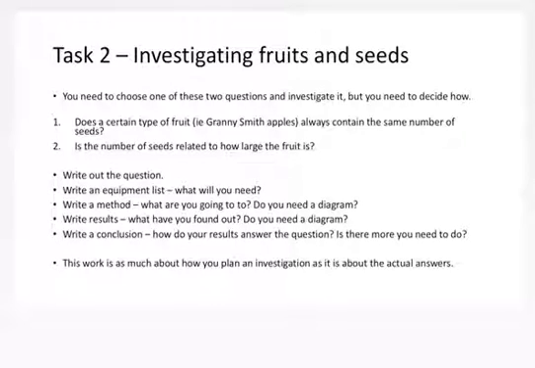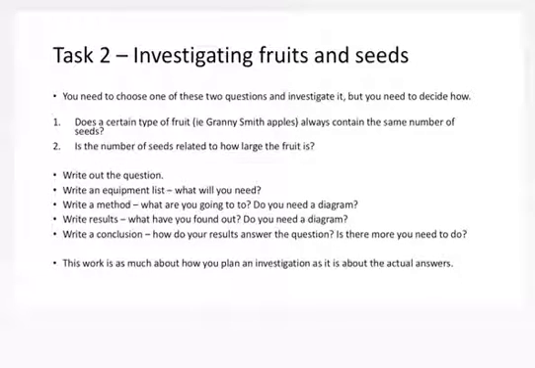So to investigate, you're going to have to write out your question, so I know which one you're doing. You're going to have to then think, well, what do I need to actually do? What do I need to get? So list all the things that you're going to need to get. That could be the fruit itself, but also the tools that you might need. You might need knives and chopping boards and magnifying glasses or tweezers, or I don't know what you've got in your house and I don't know what you're going to need.